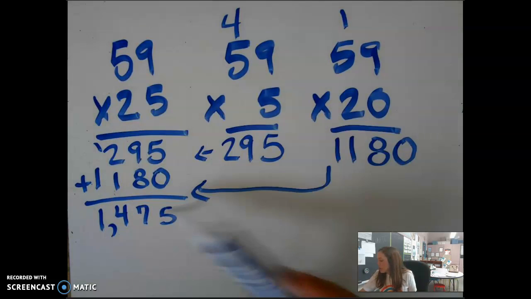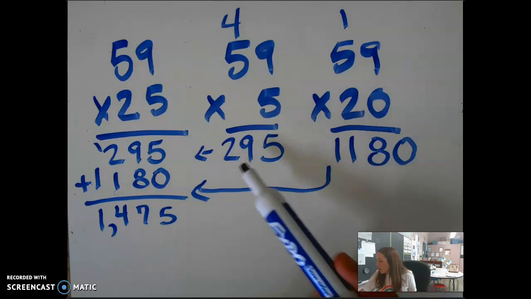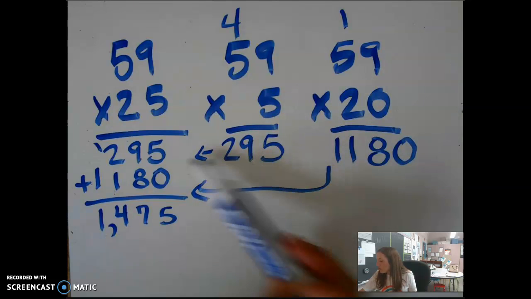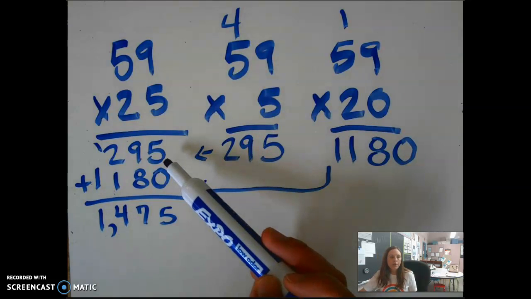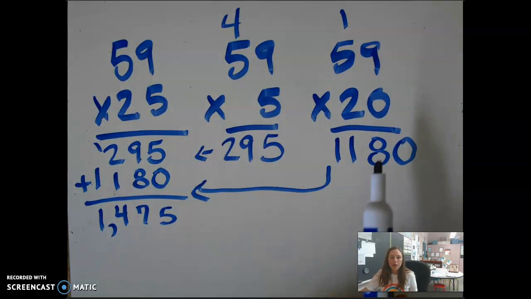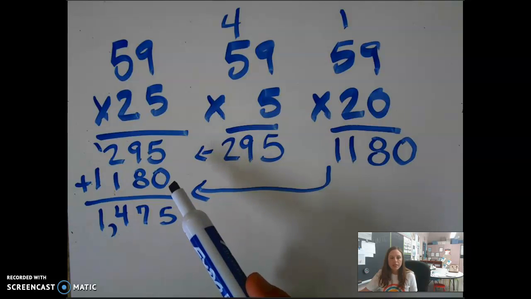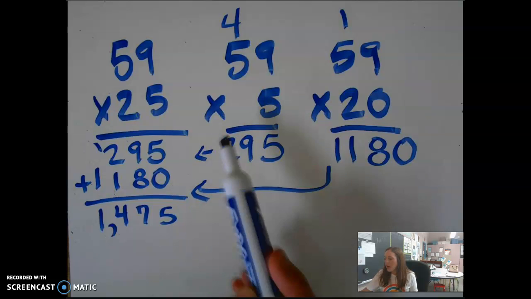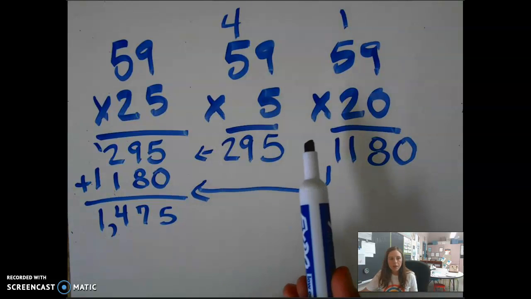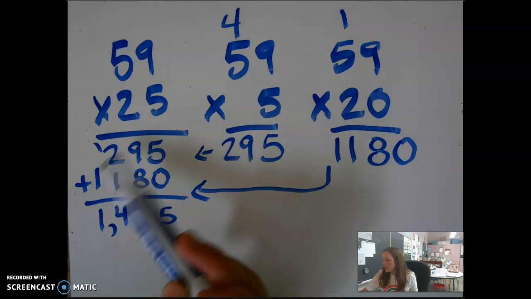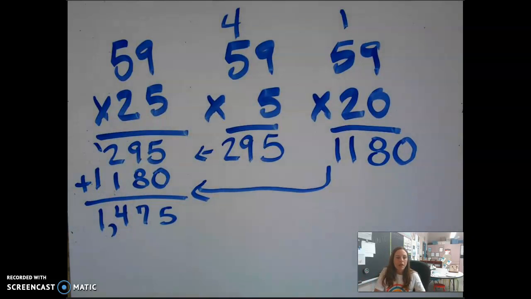So if you noticed, I took my first partial product and put it right below my problem. Then I took my second partial product and brought it underneath and added them together. Now, let's take a look at another example where I don't separate them, but we're going to see that it's the exact same steps without doing two other problems.